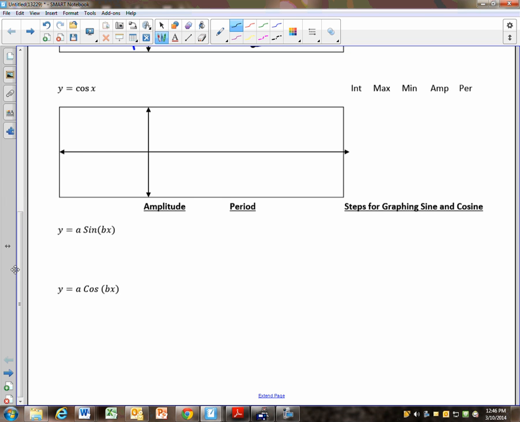Cosine. Is cosine going to be the x values or the y values? X values. Same thing. We'll look from 0 to 2 pi. We're still going to have a maximum of 1 and a minimum of -1. Cosine is very similar to sine. I'm going to divide it up into 4 parts. Why 4 parts? Because there's 4 quadrants.